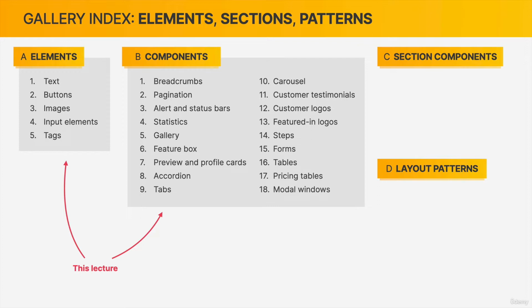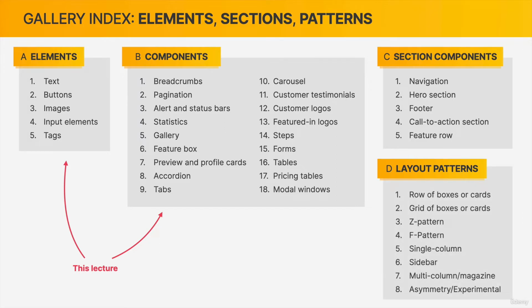But anyway, in part 2 of this lecture, we will then talk about these, let's say, components that are actually a section. So I call them section components, and they are things like the navigation, the hero section, the footer, a call to action section, or a feature row. And finally, we will also talk about layout patterns in that part 2 of this lecture. So basically combining multiple components into a layout. All right, but let's get started with some inspiration about text.